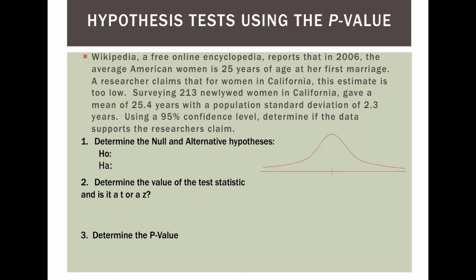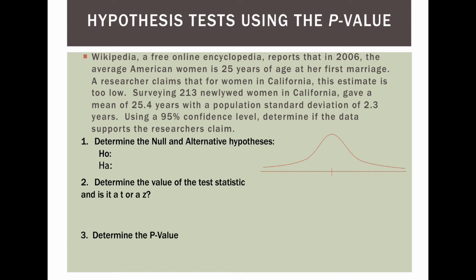So let's take a look at a couple examples. We'll go through this together. So Wikipedia, a free online encyclopedia, reports that in 2006, the average American woman is 25 years of age at her first marriage. A researcher claims that for women in California, this estimate is too low. Surveying 213 newlywed women in California gave a mean of 25.4 years with a population standard deviation of 2.3 years. Using a 95% confidence level, determine if the data supports the researcher's claim.